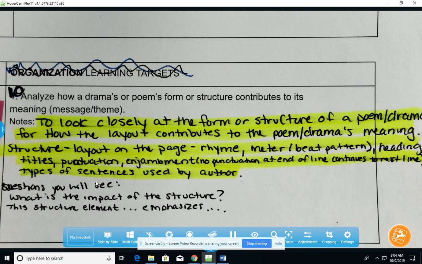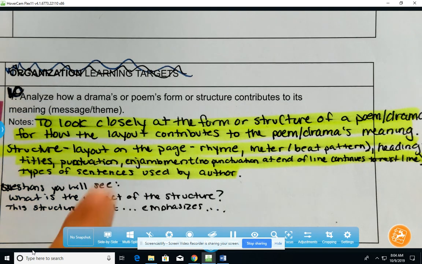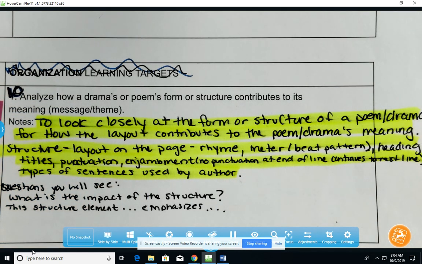When you see this question in test form, you're going to see it being asked as, what's the impact of the structure? And to answer that, you may want to start with, this poem uses a blah. So you would say this poem uses this structural element and be specific of what you see structure-wise as one of these things. And that emphasizes, and then you would say what that does for the poem's meaning, how it emphasizes a certain aspect or feature or idea in the poem because of using that type of sentence.